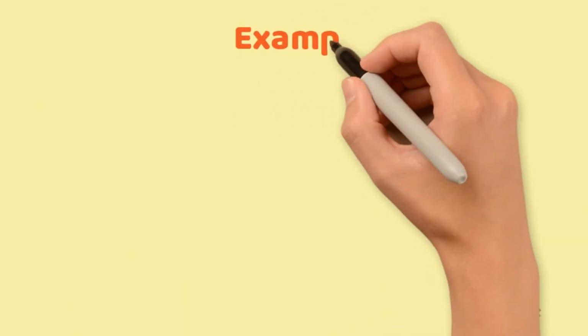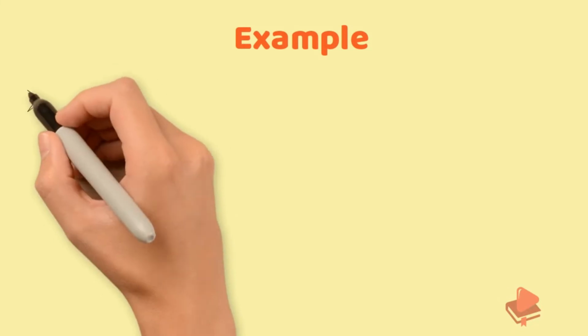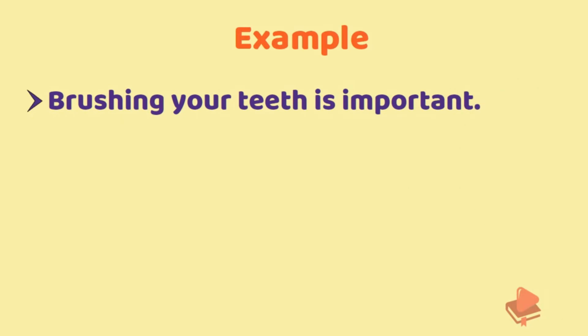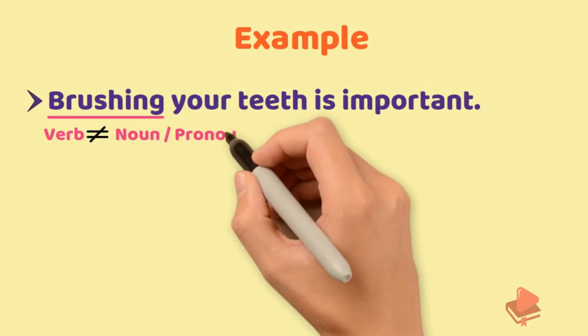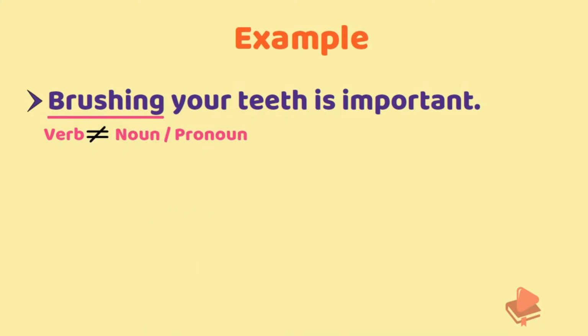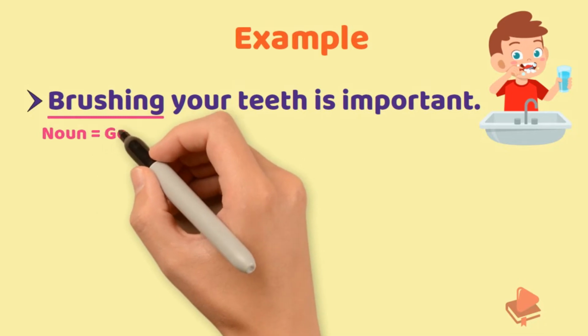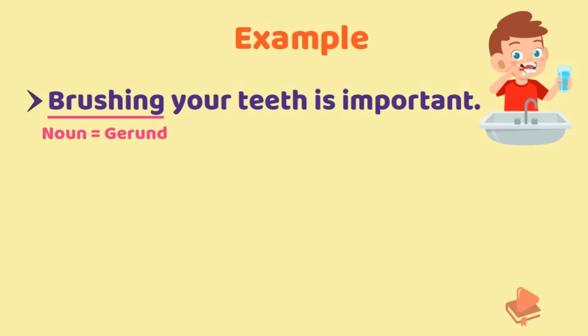Now let's understand this with an example. Brushing your teeth is important. In this sentence, brushing is a verb. It is neither a noun nor a pronoun. So we won't use it as a verb here. In this sentence, it will be used as a noun. So we call it a gerund.